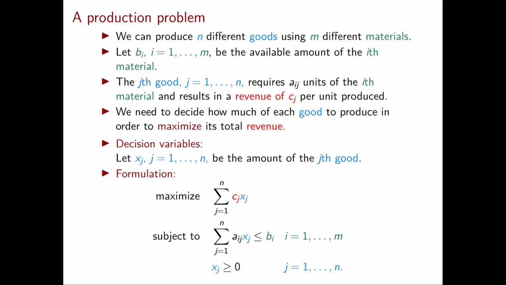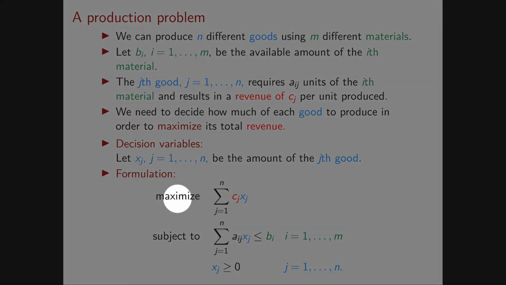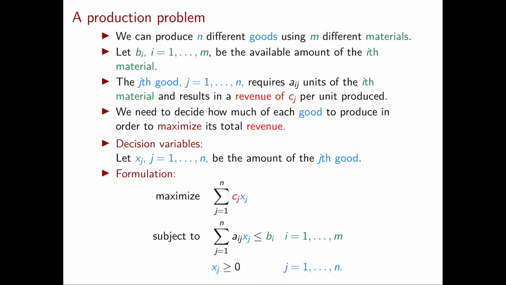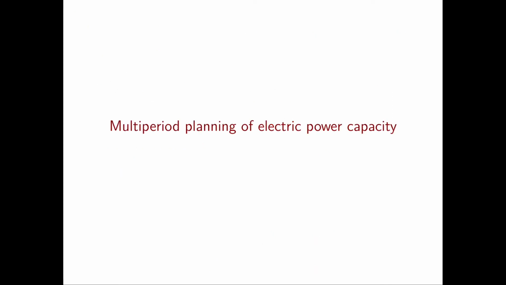So in total, this is our linear programming problem. We maximize our objective function subject to the constraints. As you can see, all the functions that we've written here are linear, and so this is a linear programming problem. In the next example, we're going to see the multi-period planning of electric power capacity.